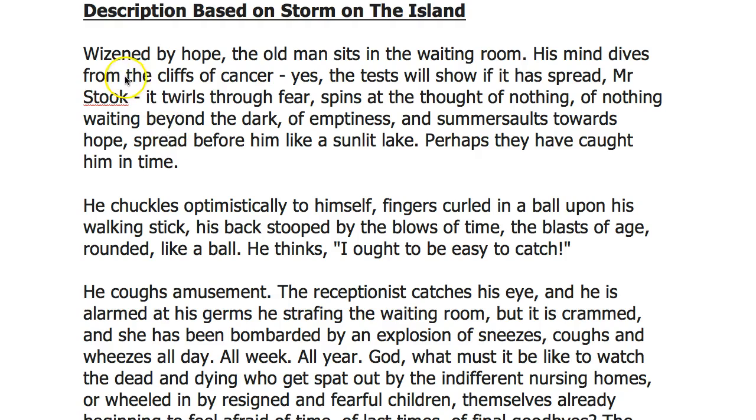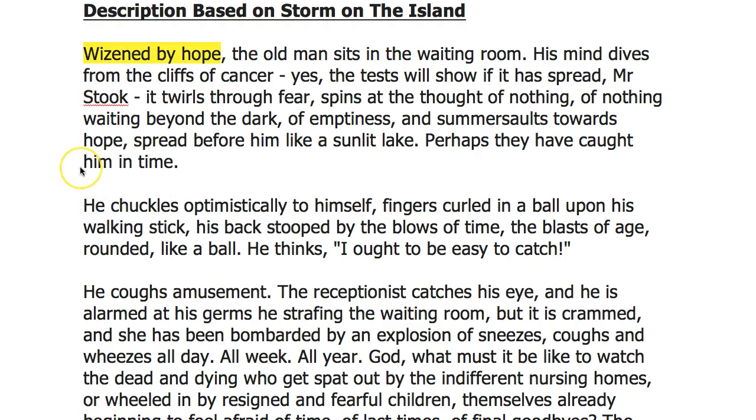So here we go. Wizened by hope, the old man sits in the waiting room. His mind dives from the cliffs of cancer. "Yes, the tests will show if it has spread, Mr. Stuck." It twirls through fear, spins at the thought of nothing waiting beyond the dark, of emptiness, and somersaults towards hope, spread before him like a sunlit lake. Perhaps they have caught him in time.